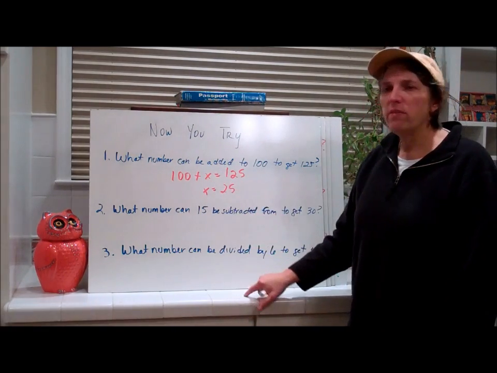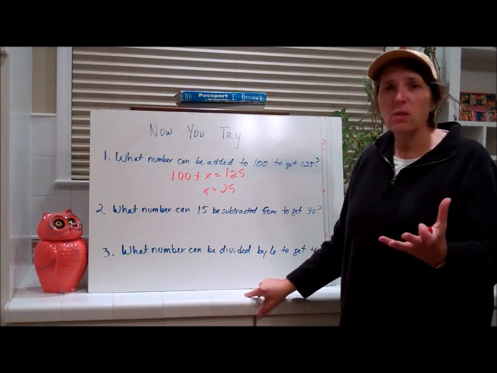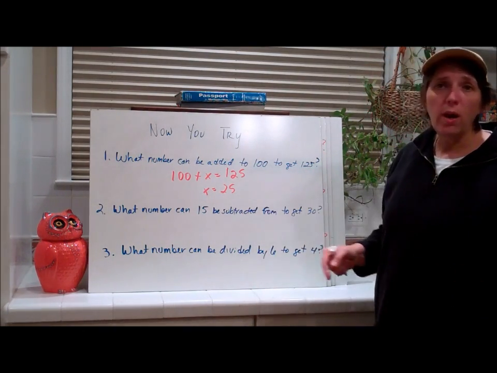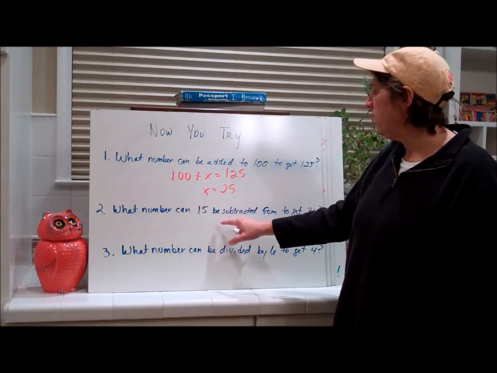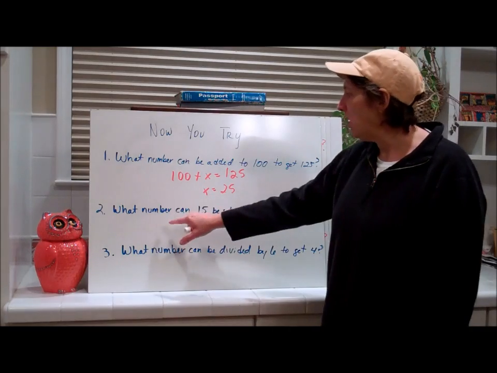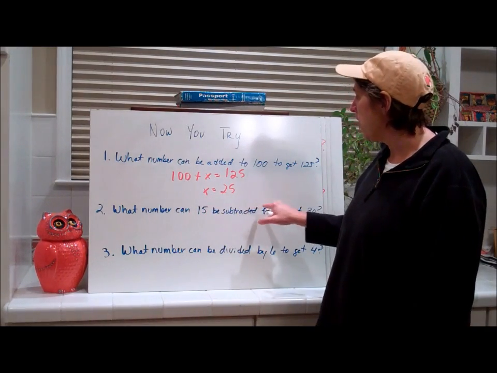If you use a different variable besides x, that's okay. You can use any variable you want to. I just like x. But we'll use y for the next one. What number can 15 be subtracted from to get 30? Now that's different. What number can 15 be subtracted from?